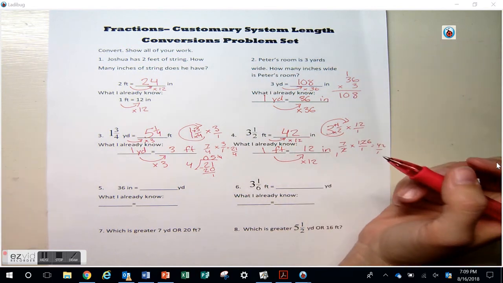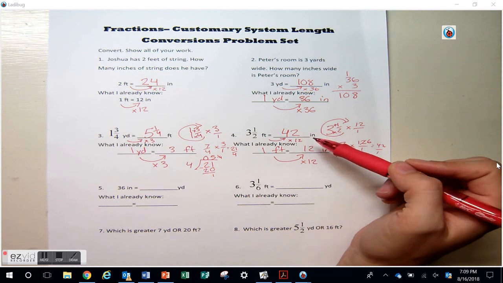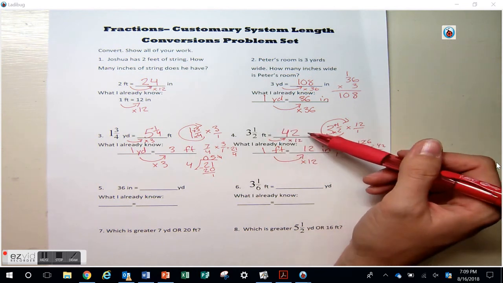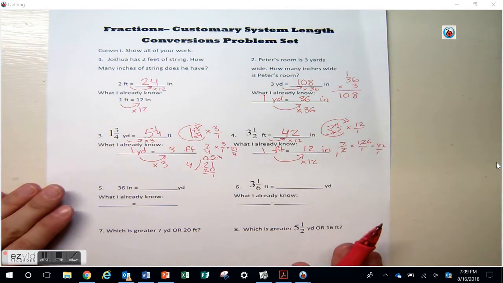As you go, check the reasonableness of your answer. If 1 foot is 12 inches, 3 feet would be 36. 4 feet would be 48. This is in the middle, just like we want it to be.